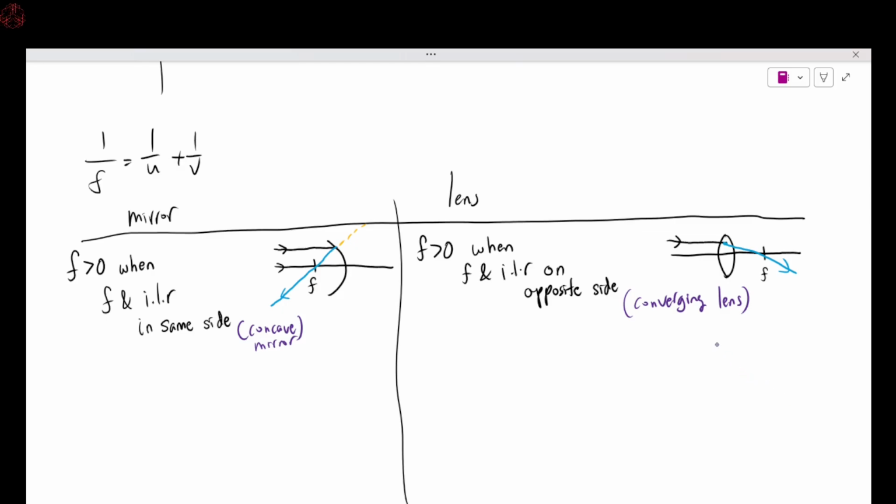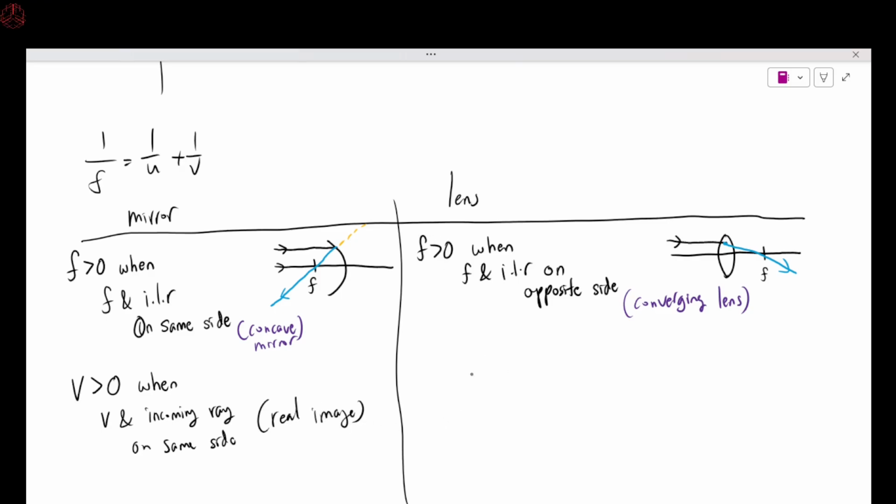Okay, U is not much of a problem. U is always positive if it's a real object, but we also have the other way around, which is, what about the image distance, or the image itself? Well, the image for a mirror is positive when the image distance and the incoming ray are on the same side. This is what we call a real image.